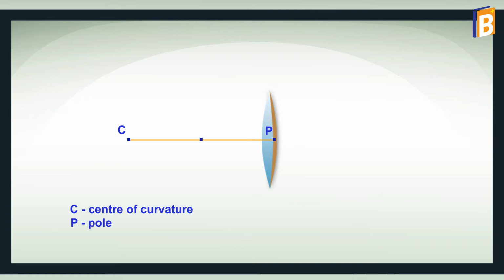Here point F is known as the principal focus. The distance between the pole and the focus is known as the focal length, and the distance between the pole and the center of curvature is known as the radius of curvature. Here the radius of curvature is twice the focal length.